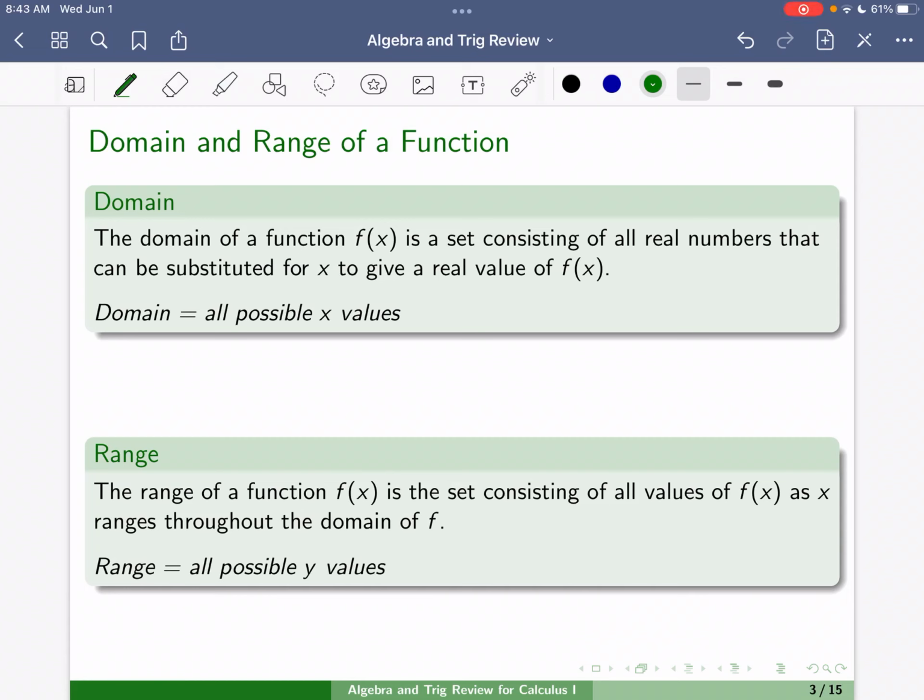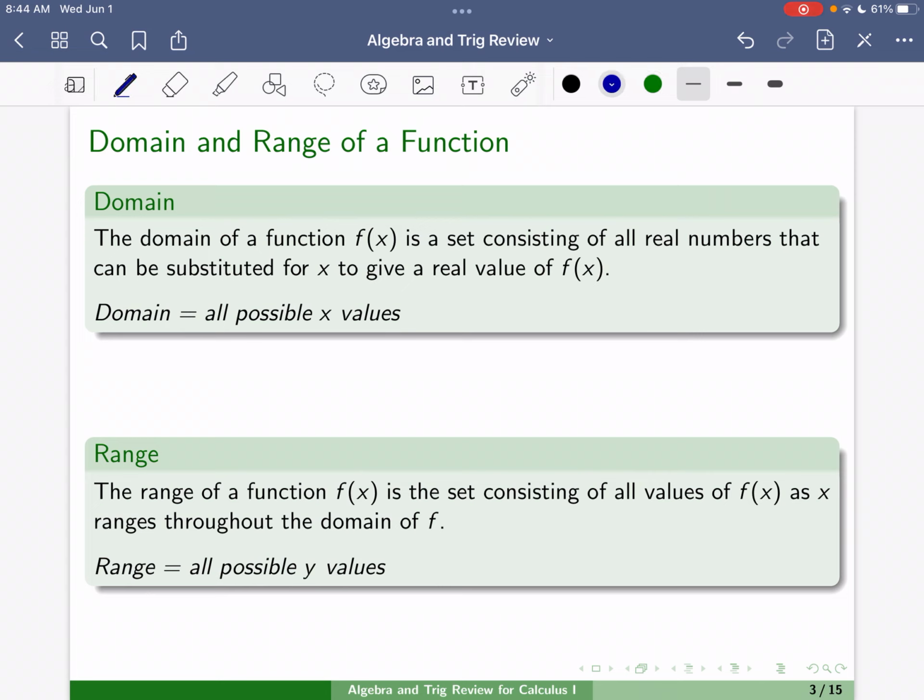In this video, we're going to take a look at the domain and range of a function. We'll just talk about those ideas, those definitions, recall what is meant by the domain of a function, by the range of a function. And then we'll look at ideas of odd and even functions.